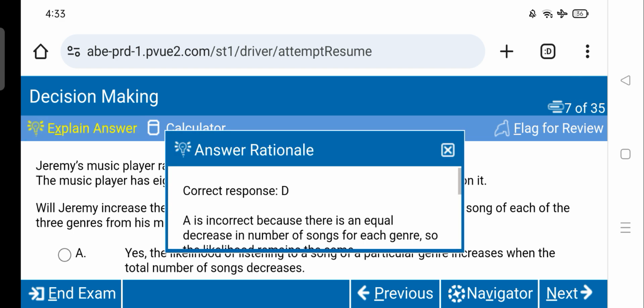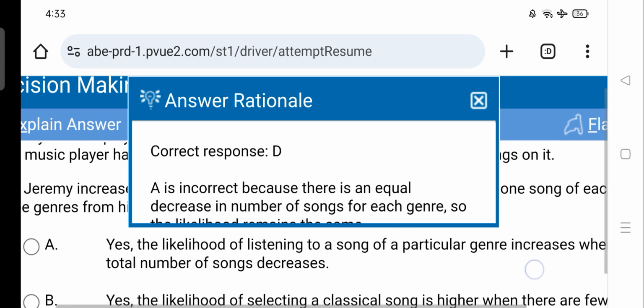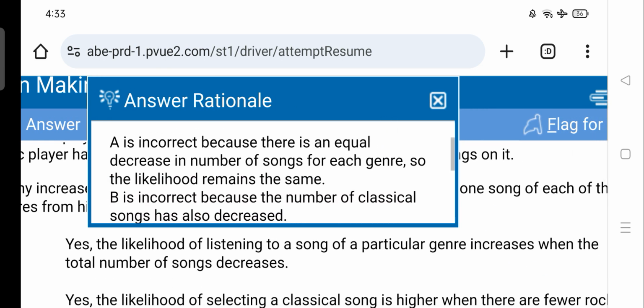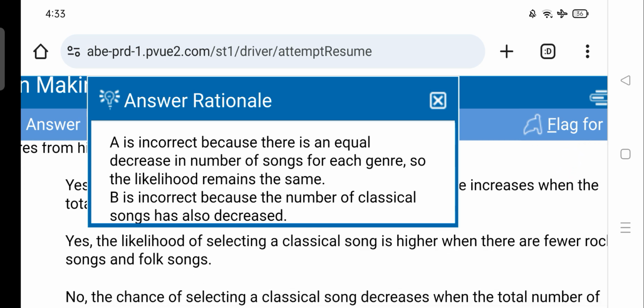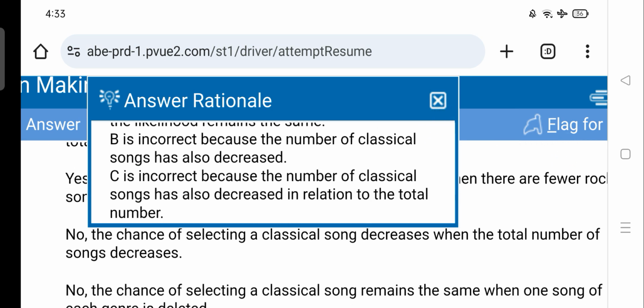So here, option D is the correct response. A is incorrect because there is an equal decrease in number of songs for each genre. So the likelihood remains the same. B is incorrect because the number of classical songs has also decreased. Option C is incorrect because the number of classical songs has also decreased in relation to the total number.